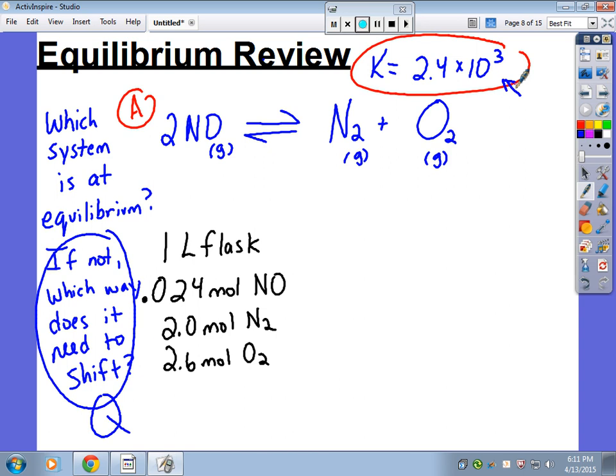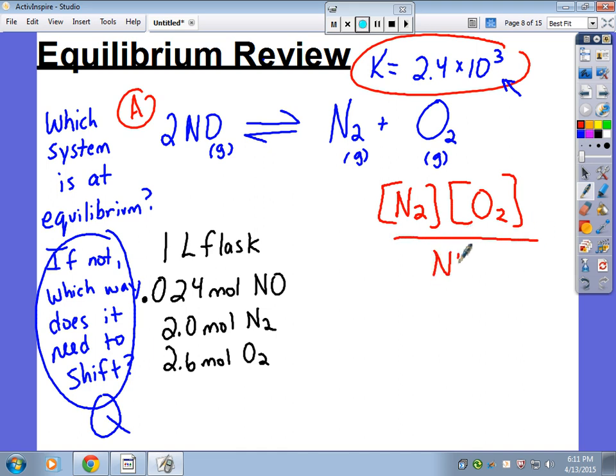And so you're going to ask yourself, what do I have as an answer to my problem? Is it equal to 2.4 times 10 to the third? Is it less than 2.4 times 10 to the third? Is it more than 2.4 times 10 to the third? So the very first thing you always do is write an equilibrium expression. So I'm going to write N2 times O2 over NO, and I'm going to put that to the second power. Normally that's equal to K, but I don't know where I'm at, so I'm going to question myself. So I write Q, and my clue is, if not, which way does it need to shift? I'm not sure where I'm at.